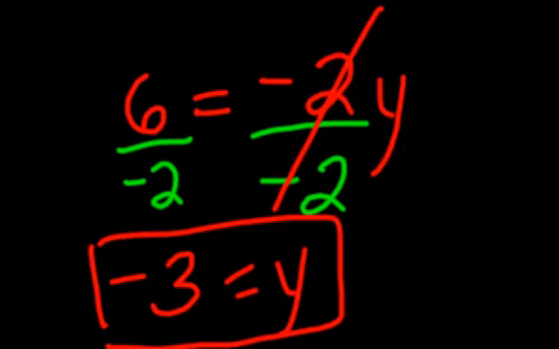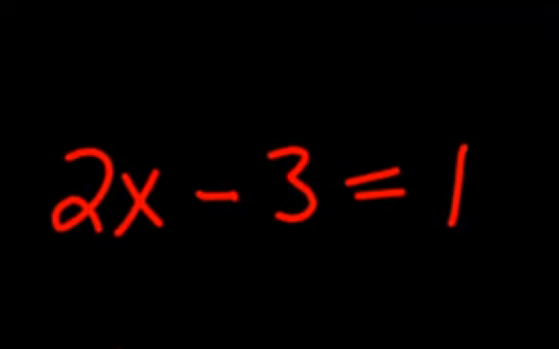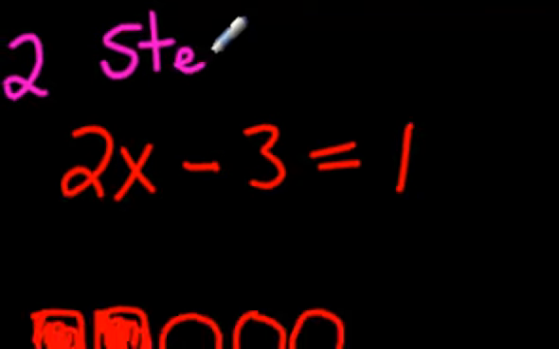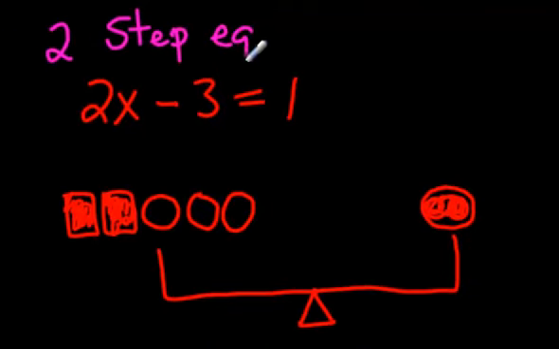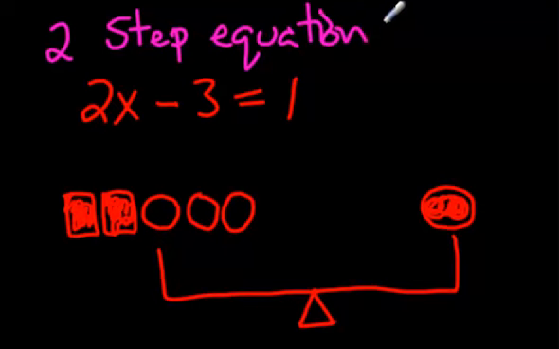Alright, now I'm going to skip ahead to a slightly more difficult situation. Have a look over here. 2x minus 3 is equal to 1. Okay, these are called two-step equations because in order to solve them, you have to do 2 things.